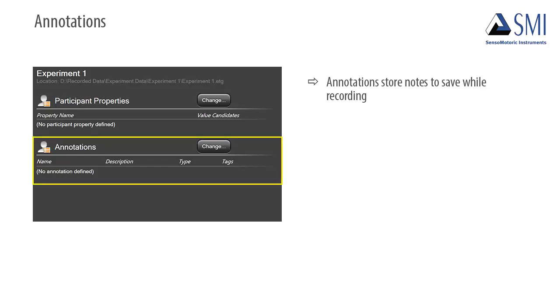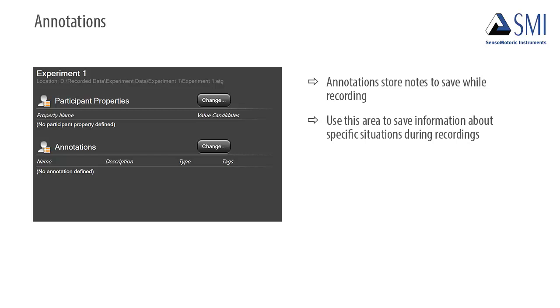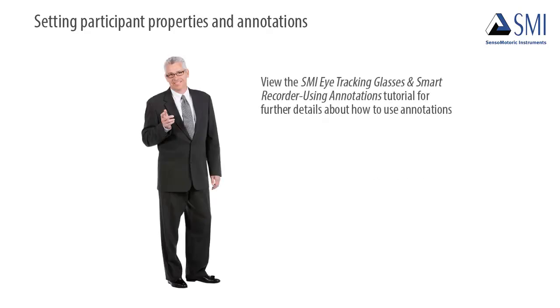Annotations allow you to store notes about specific situations during recordings. Example annotations would be: takes product from shelf, puts product in shopping cart. Select the Change button to add or modify annotations as needed. View the SMI Eye Tracking Glasses and SmartRecorder tutorial using annotations for additional information about how to use annotations.